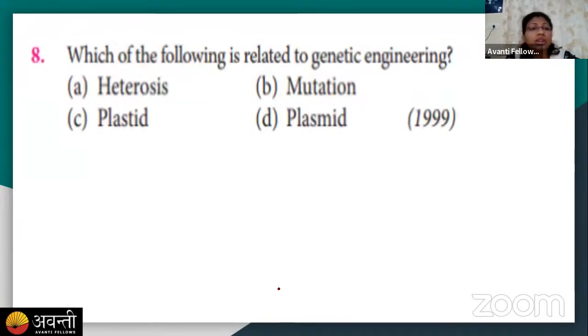Now your next question is, which of the following is related to genetic engineering? A, heterosis, B, mutation, C, plastids, and D, plasmids. Out of these four terms, which one is related to genetic engineering? You can give your answer in the chat box.